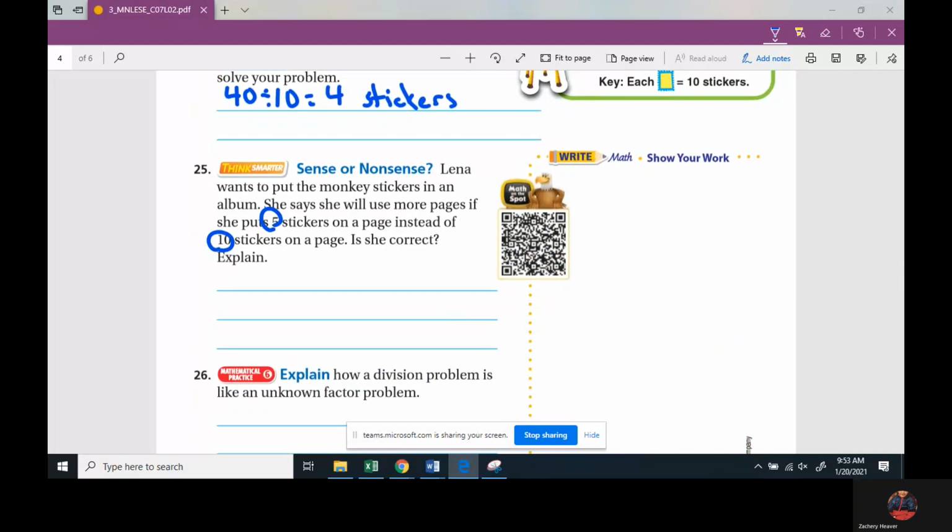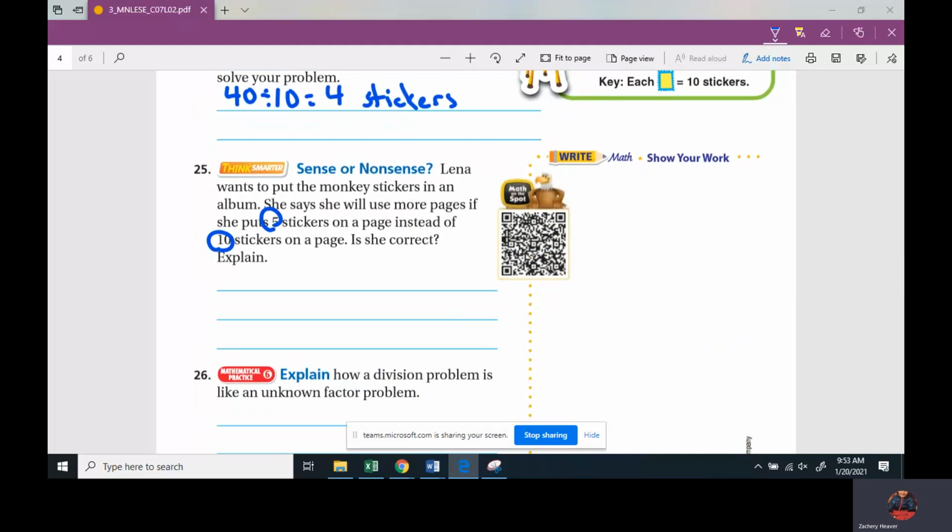Is she correct? So, let's think. Do you think it's going to take more pages to put 5 on a page or 10 on a page, Jack? All right. So Jack thinks it's 10. That's fine. Does anyone have a different opinion, though? David, what do you think? So David says he has 40 stickers, and if I put 5 on a page, I'm going to cover more pages.